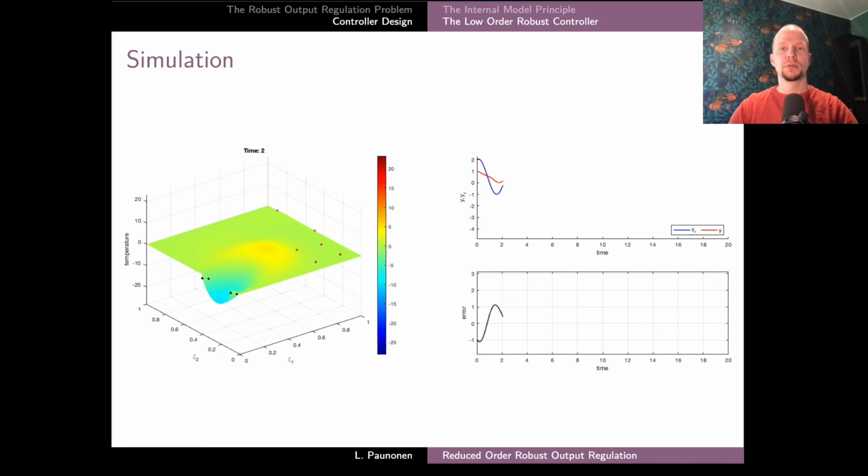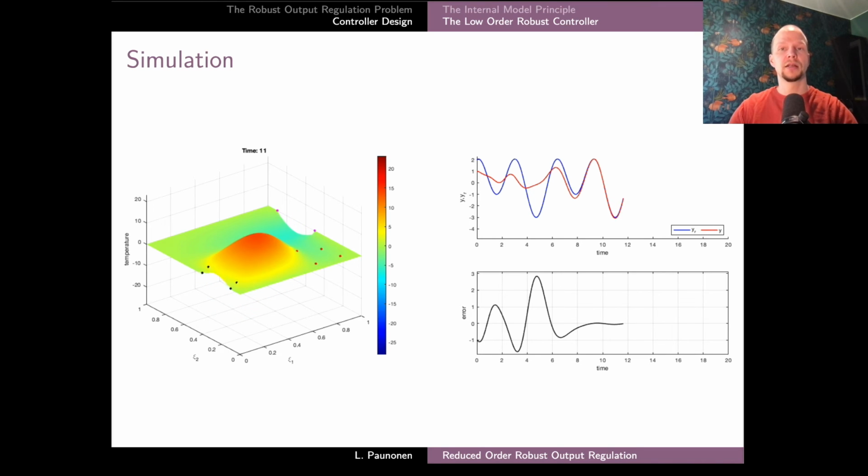The temperature profile is shown on the left here. The inlet and the place of the control input are shown at the front of the figure. The red dots inside the spatial domain denote the area where the temperature measurement is taken. On the right hand side here, you can see the evolution of the temperature measurement as well as the tracking error.